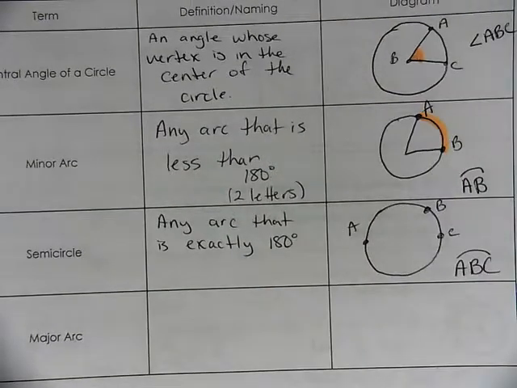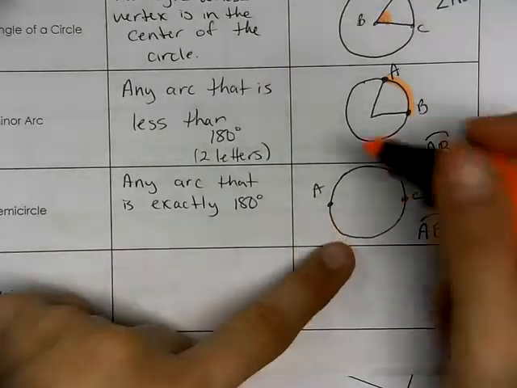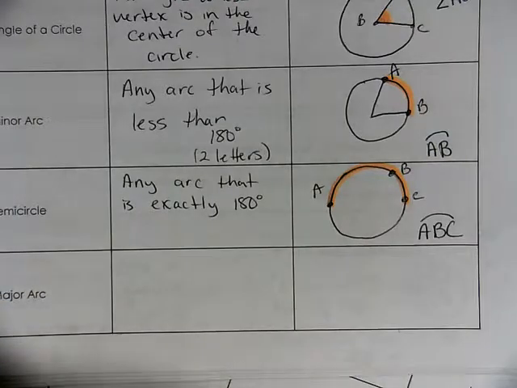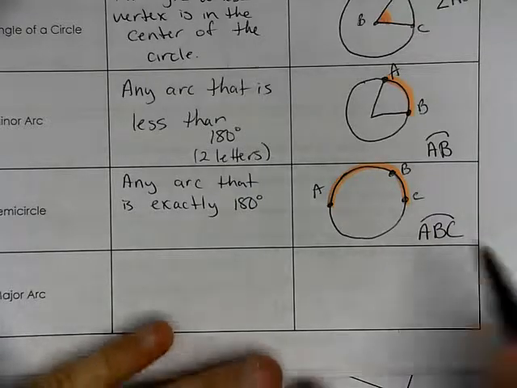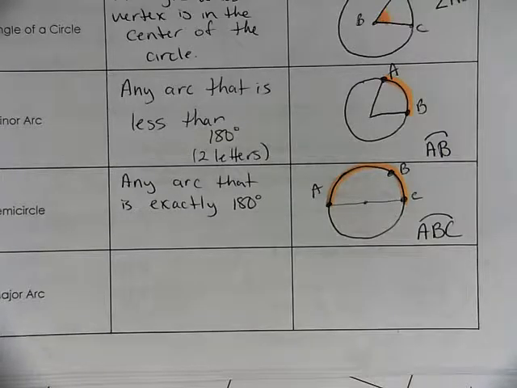So sometimes they'll use 2 letters, sometimes they'll use 3 letters. They use 3 letters because that's the order it's going, just like with an angle. So if I'm looking at arc ABC, I start at A, I go to B to C. So that would be a semicircle. That's 180 degrees. And you can usually tell because there's usually a line, like a diameter in there. So if minor arc is anything less than 180, semicircle is 180, major arc is anything over 180.